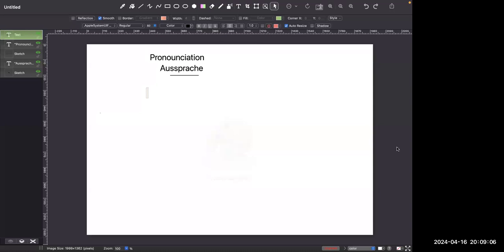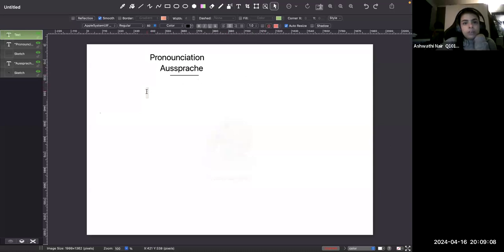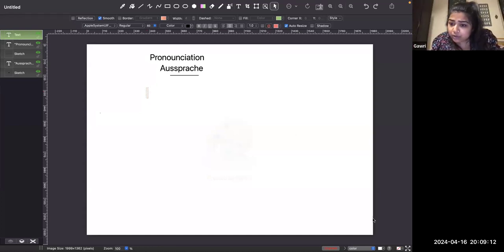Yeah, there are A umlaut, O umlaut. So we have the same alphabets in German as in English. We have the same 26 alphabets, A, B, C, D, etc. But other than those 26 alphabets, we have 4 additional alphabets in German.